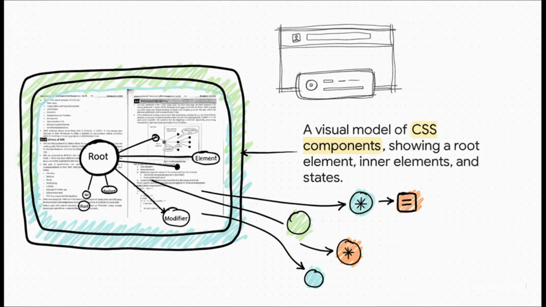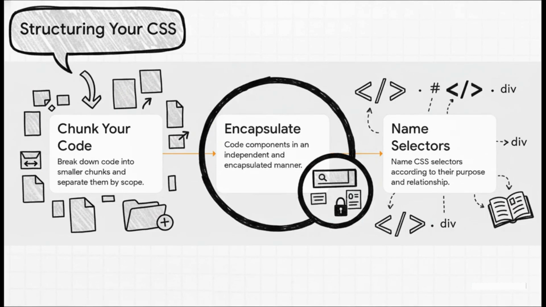This visual really breaks it down for us. You can see this idea of a root component. Let's say it's a profile card. Inside that card, you've got smaller elements, like the person's picture or their name. And then you have modifiers, which are like different versions. Think about a button. You might have a blue primary button and a gray secondary one. By organizing our styles this way, we create these neat, self-contained building blocks that we can reuse all over our site. So, how do we actually do this?